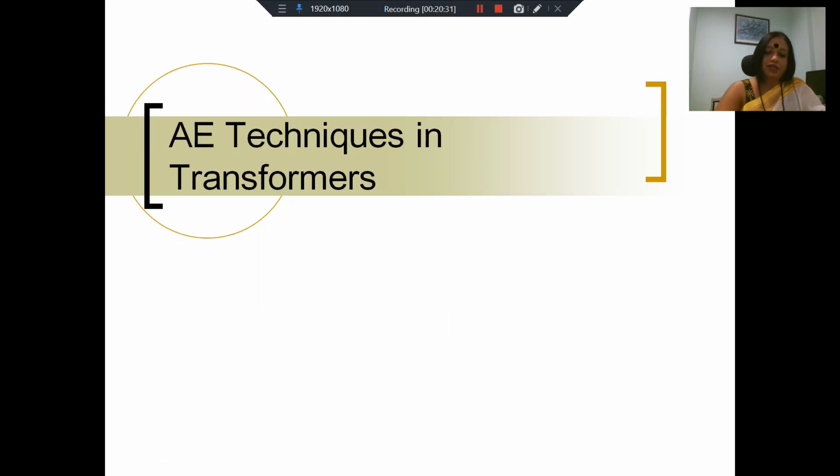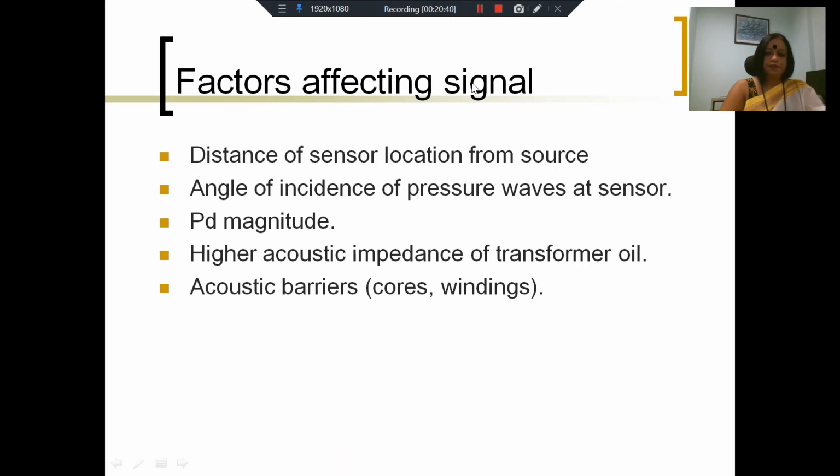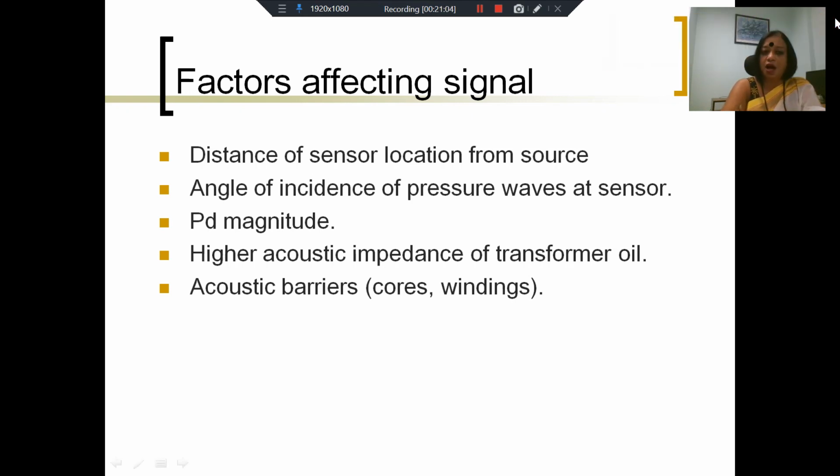Next, what we will do is talk about acoustic emission techniques used in transformers. We have been attempting to use acoustic emission techniques for all power equipment, including rotating machines, but that has proved to be a challenge. In transformers also there is a lot of challenge involved, but in transformers it is generally already used commercially. Commercial acoustic emission techniques for measurement of PD in transformers are available.